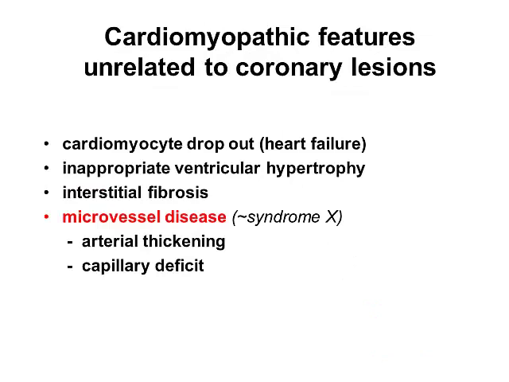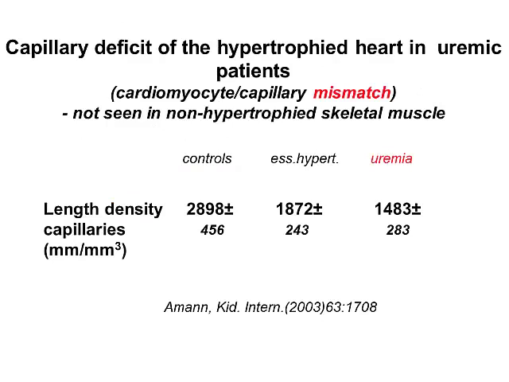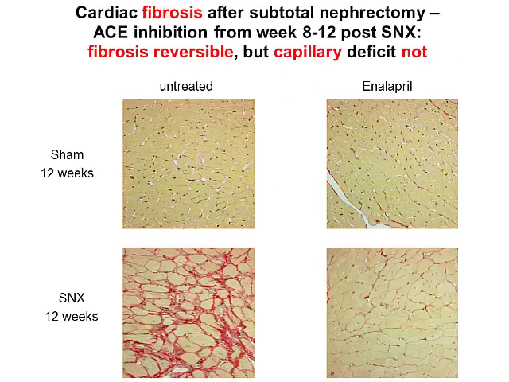There is a microvessel disease in renal failure relating to arterial thickening and capillary deficit. And here you see it. Again, the capillary deficit of hypertrophied hearts in uremic patients, this again is clinical medicine: controls, essential hypertension, uremia. You see the length density of the capillaries in the heart is dramatically decreased in uremia, as observed in recent papers. In addition, the cardiac fibrosis I alluded to, after subtotal nephrectomy and receiving ACE inhibition, is reversible, but the capillary deficit is not.